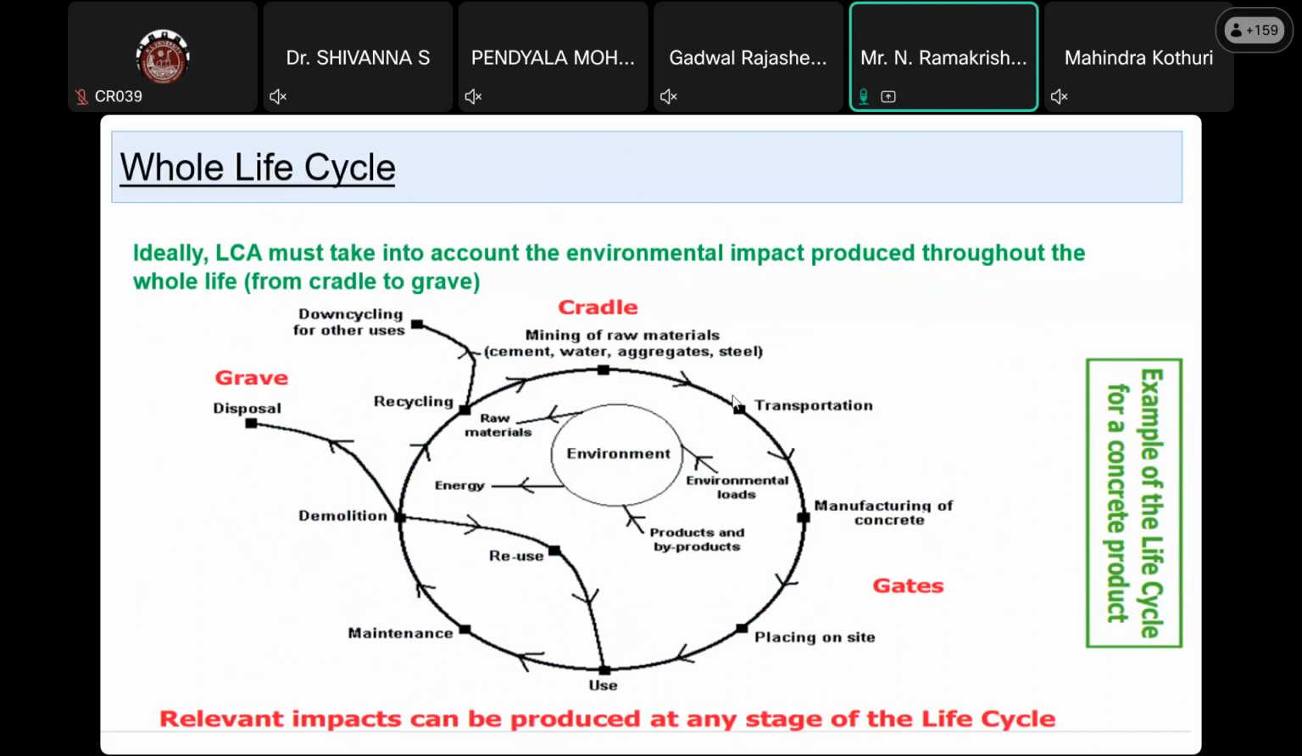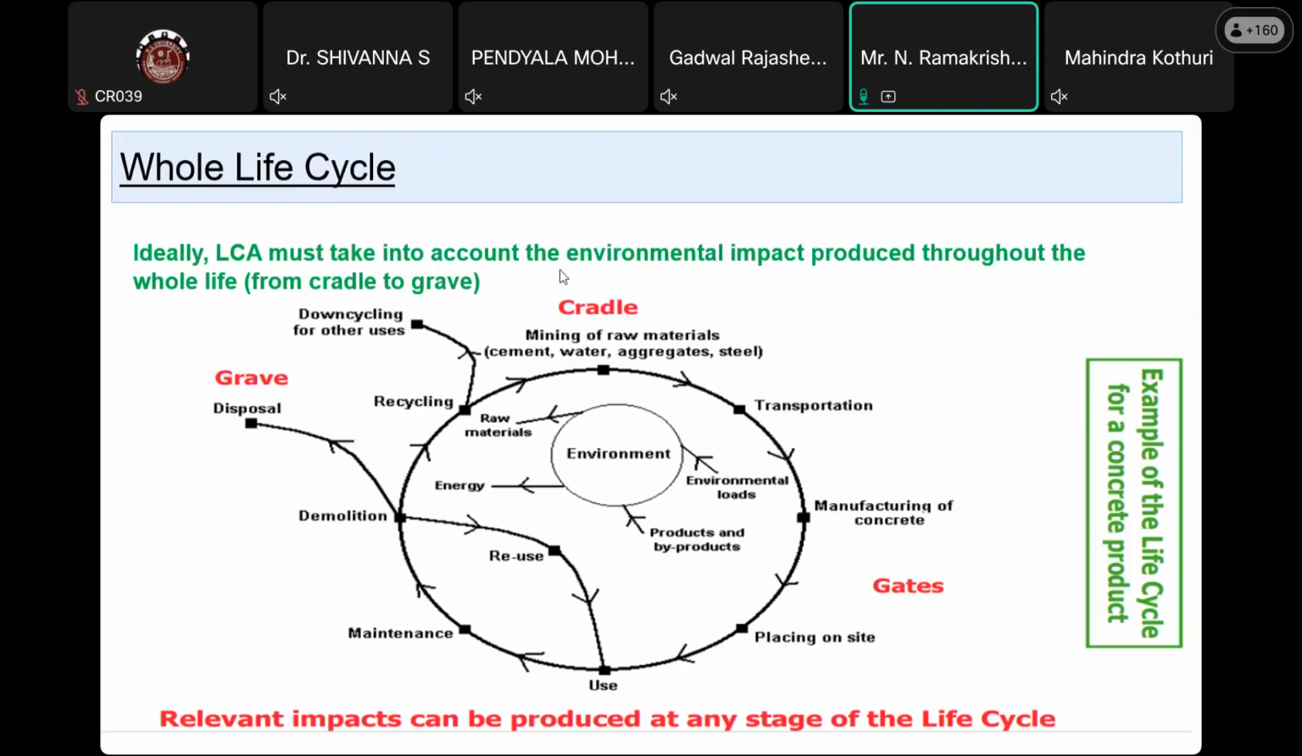After that, you transport that to the cement factory and then do the cement processing, clinkering or calcination, whatever that is. Calcination, I'll be talking about that later. Clinkering is different, calcination is different. After cement manufacturing, you go for manufacturing of the concrete, placing in the site, use and maintenance. After that, if you can reuse, that is fine. Otherwise, you demolish and dispose. That is the grave. So cradle, gate. Gate includes two gates, one is in gate and one is out gate. And finally, you go to the grave, death of the material.